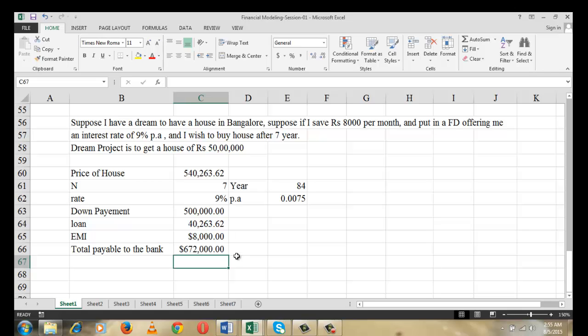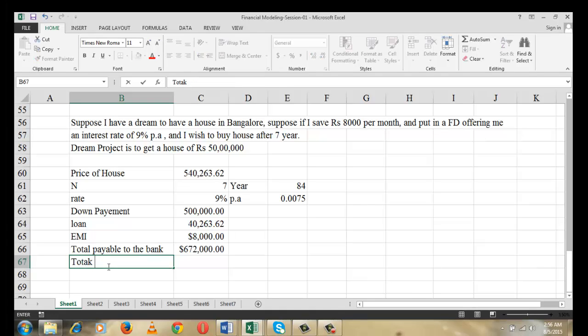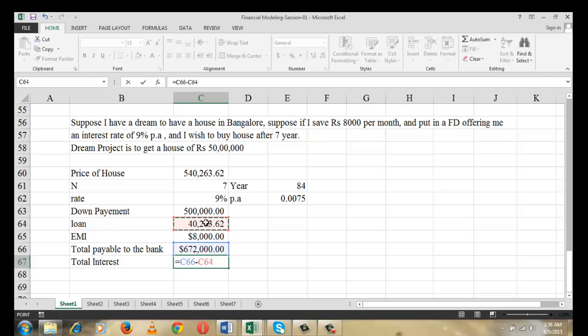You made a down payment of 5 lakh rupees, so the loan you're taking is the price minus that down payment. So what you can do for the bank, you're paying to the bank this much, your loan is this much, so the total interest you pay to the bank would be the total payable minus your loan commitment. That will give you the total interest figure. What is the total interest figure here?